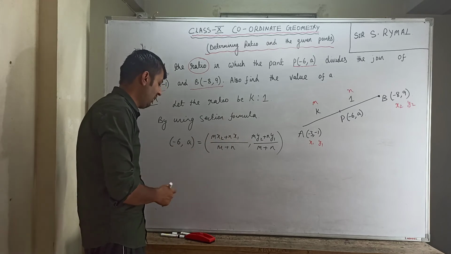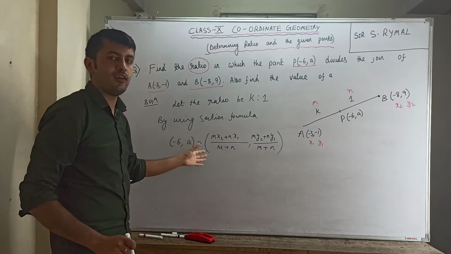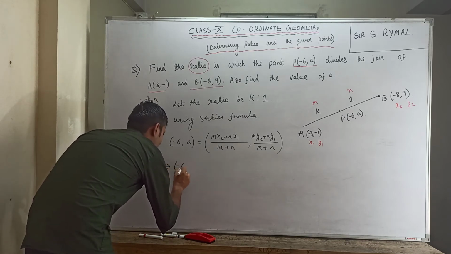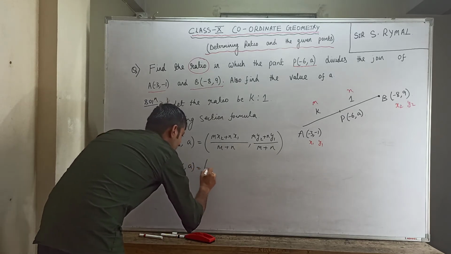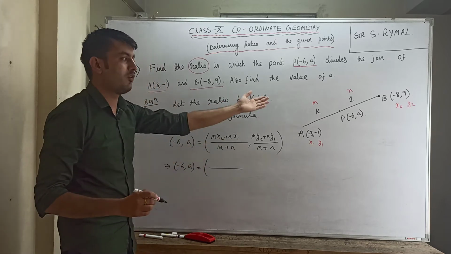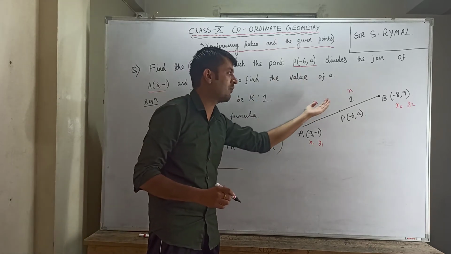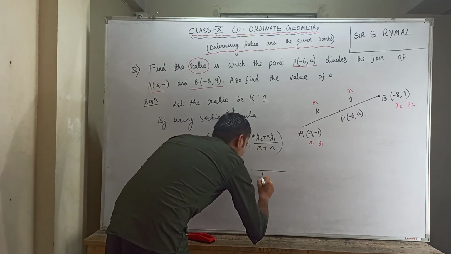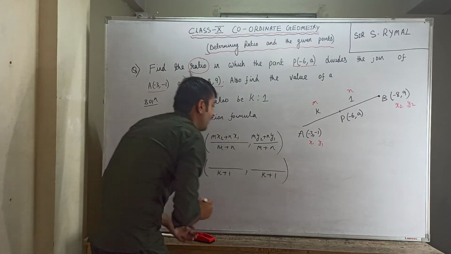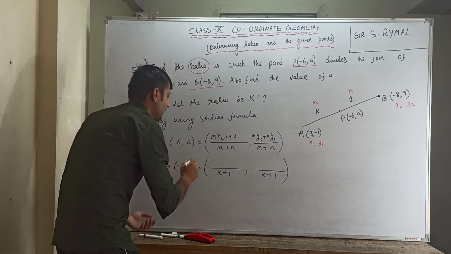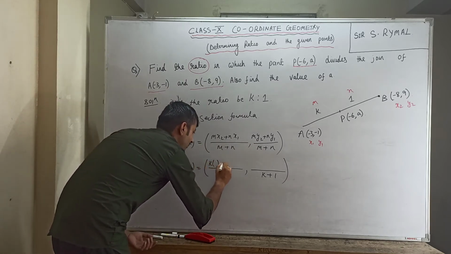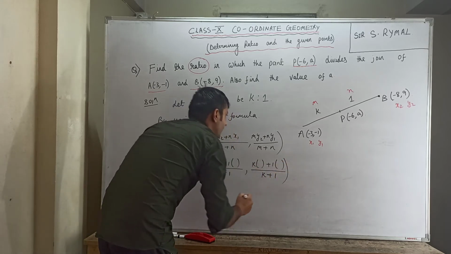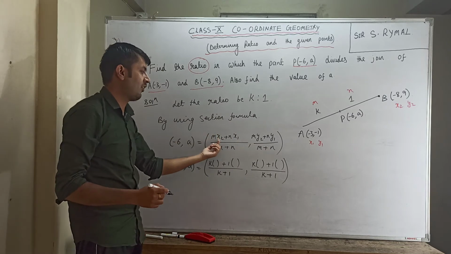Now put down the values here and see what is going to happen next. This implies minus 6 comma a is equal to, now m plus n, m is k, so it will become k plus 1 in the denominator. Here also it will be k plus 1. Now check the numerator. It will become k times, then plus 1 times. Here also k times plus 1 times. Now you have to do first x2, then x1.